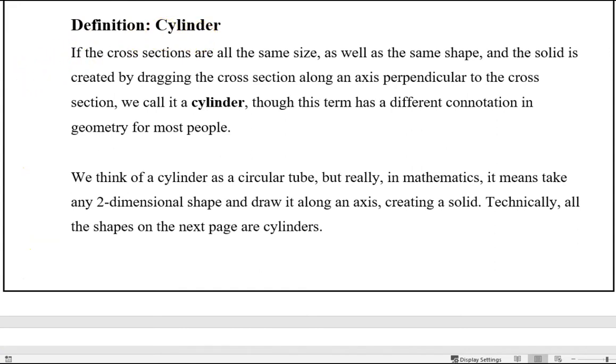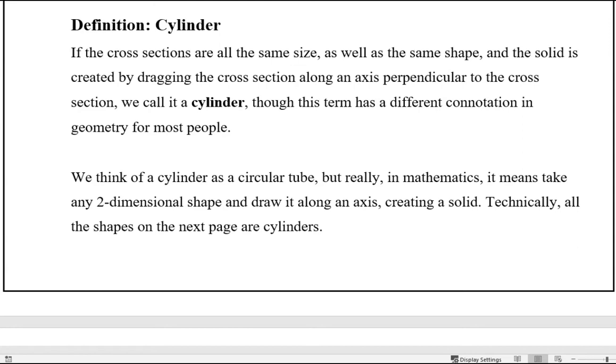If the cross sections are all the same size as well as the same shape, and the solid is created by dragging that cross section across some axis perpendicular to the cross section, we call it a cylinder. Now, for most of us, a cylinder means something different. When we say cylinder, most of us think of a Coke can shape. We think of something with a circle base that extends as a tube up to another circle base. But really and truthfully, a cylinder in mathematics means take any flat two-dimensional shape, any kind of shape at all, and pull it along an axis, creating a solid.